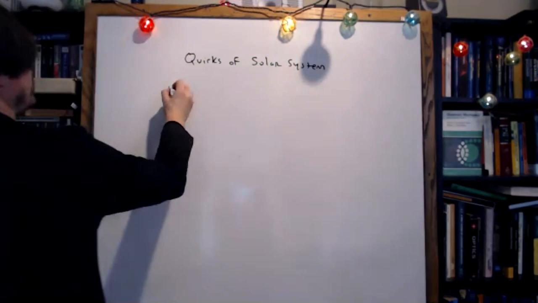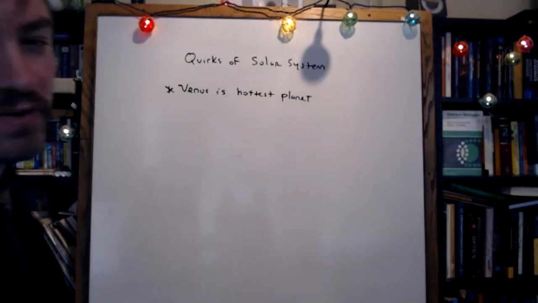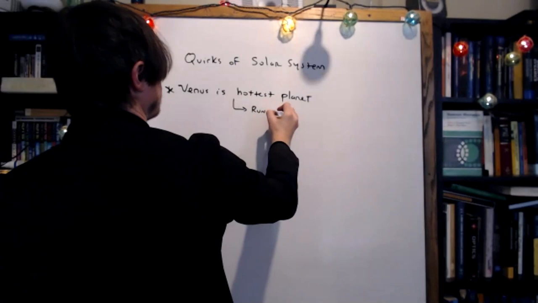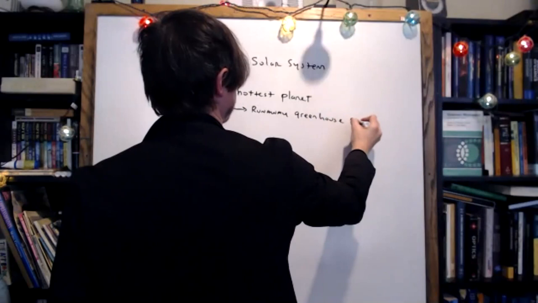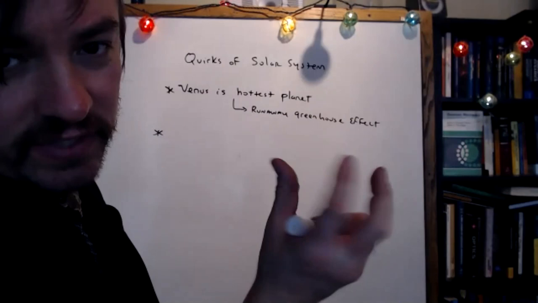First of all, Venus is the hottest planet. And it's hotter than Mercury because of its so-called runaway greenhouse effect. There's another interesting thing about Venus. Venus is the slowest rotating planet, and the only planet that rotates a little bit backwards, or clockwise.